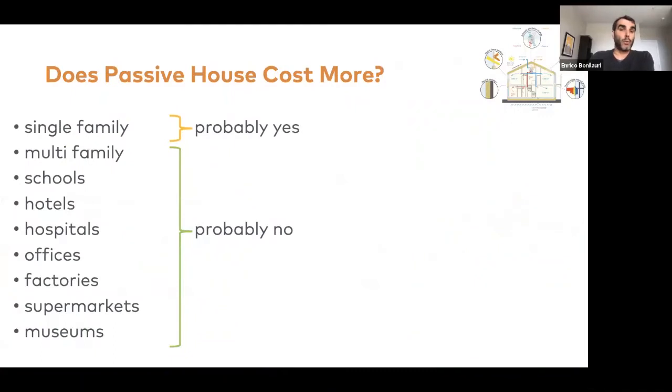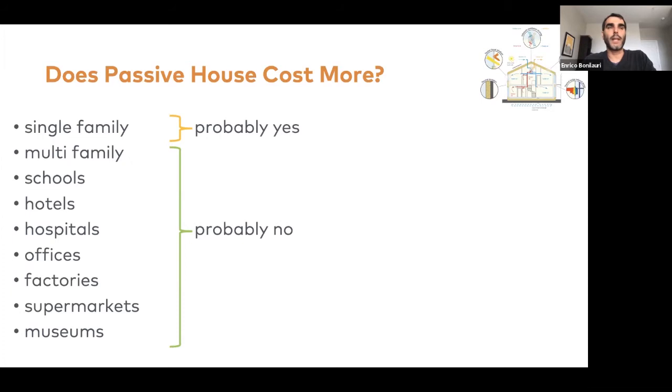Does it cost more? It kind of depends on the type of building. Single-family homes typically cost more just because of the form factor. Passive House is about the envelope, and so per square foot of treated floor area, you have more square feet of building envelope in smaller buildings. We're going to see in a minute what it means. But larger projects, you can get to cost parity as long as you have integrated design.